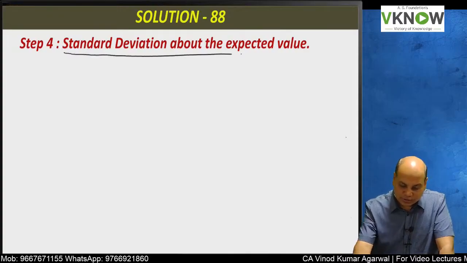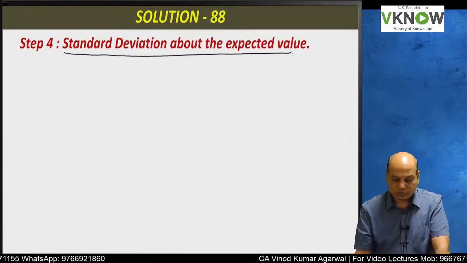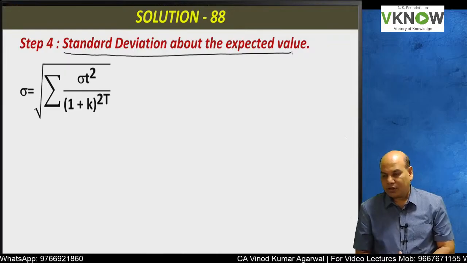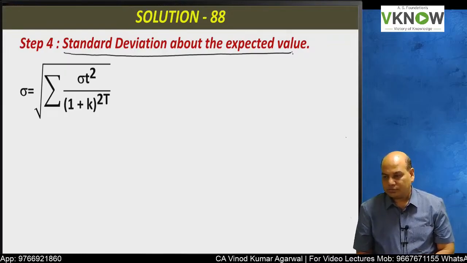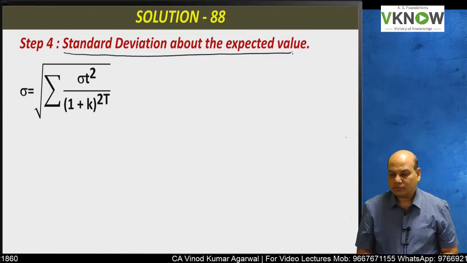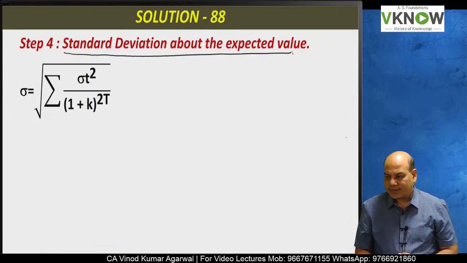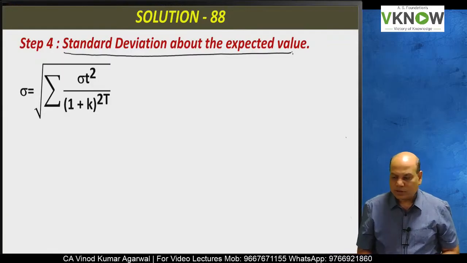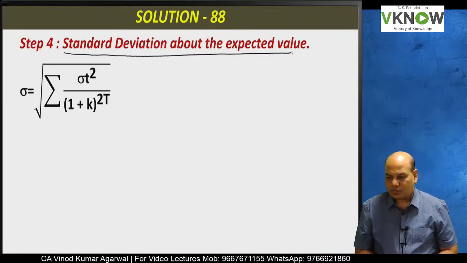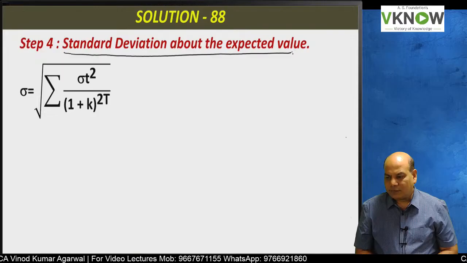This is your second answer. Standard deviation about the expected value. Under that, write down sigma equal to under root summation sigma t square upon 1 plus k to the power 2t. This is the formula given by Hillier.